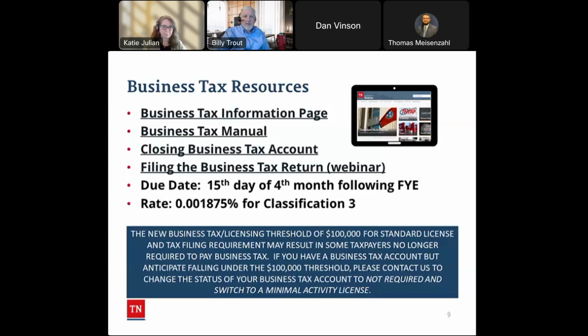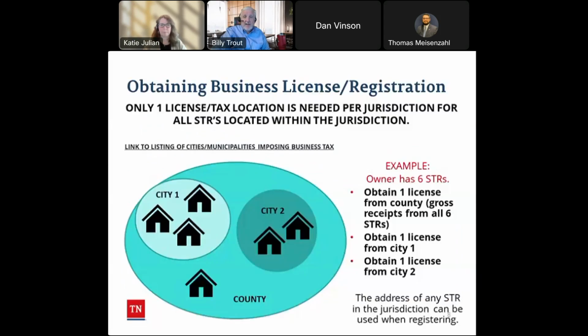Yes, Billy. Just real quick there, and this is really important for this webinar, that $100,000 is by jurisdiction. So if you have multiple properties, like Katie had in the other slide, you've got to consider the $100,000 for city 1, city 2, the county, all together. So that's an important point. I just thought I'd bring it up.